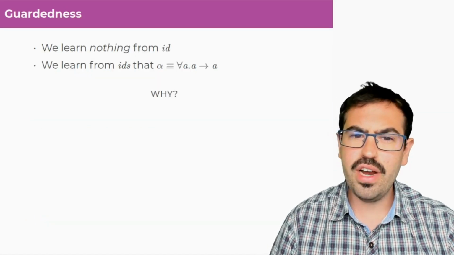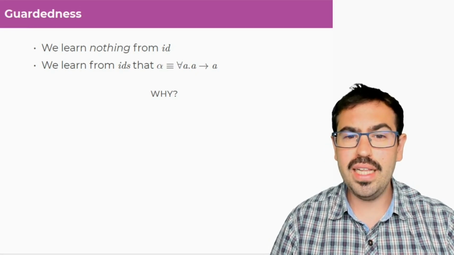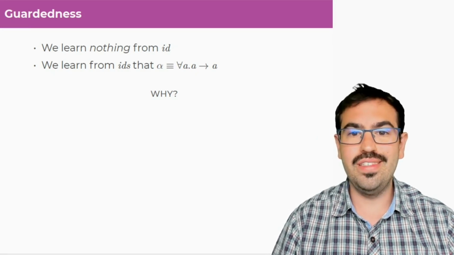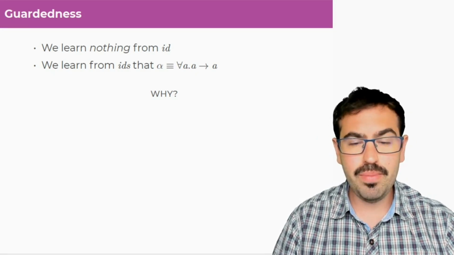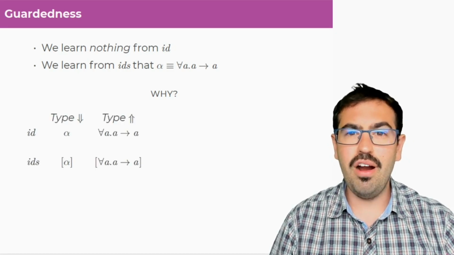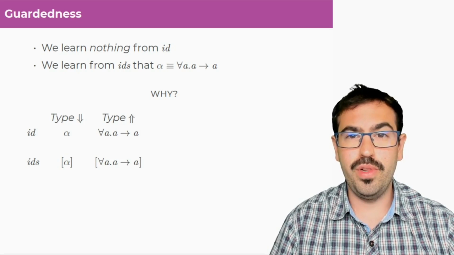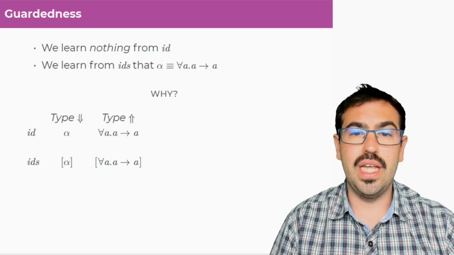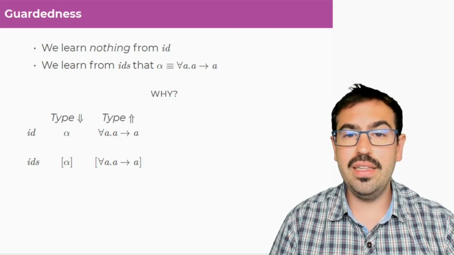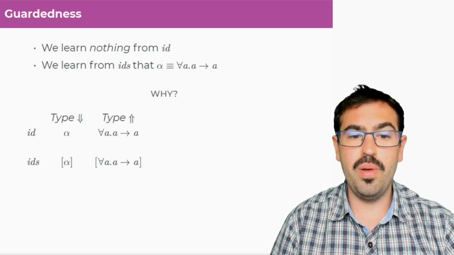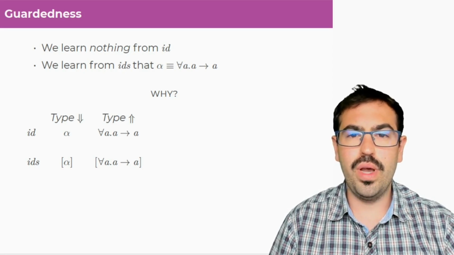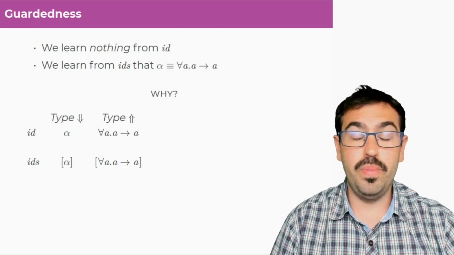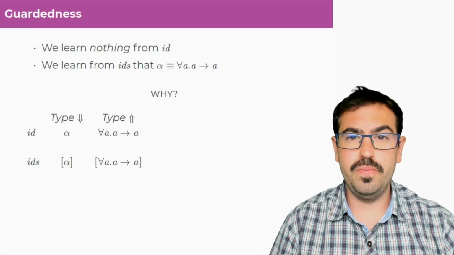Now, I've said that we learn nothing from ID, but from IDs, we learn that alpha must be for all a, a to a. So you might be wondering, what's the difference between these two arguments? Let me try to explain this. Here are the types we are pushed, so the types we get from the instantiation, and the types that are obtained from looking at the type of the variables. In the case of ID, the type which is pushed is this single type variable alpha, and the type we get from the variable is for all a, a to a, and from IDs it's the same, but everything is wrapped in a list constructor.